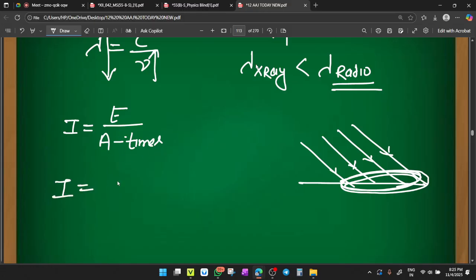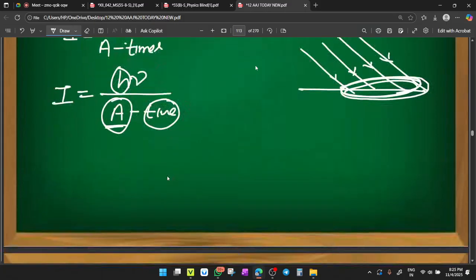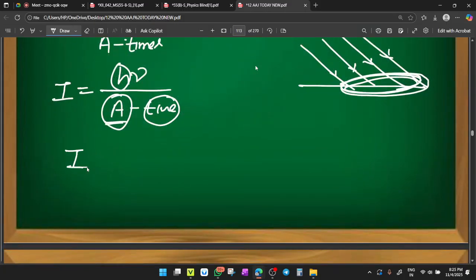Now, energy equals h nu. Area and time, so nu and h are constant here. Area is not given otherwise, so we take it as constant. Time is also the same. So nu equals c upon lambda, so intensity is proportional to c by lambda. C is also constant, so mainly intensity is proportional to 1 upon lambda. Clear?